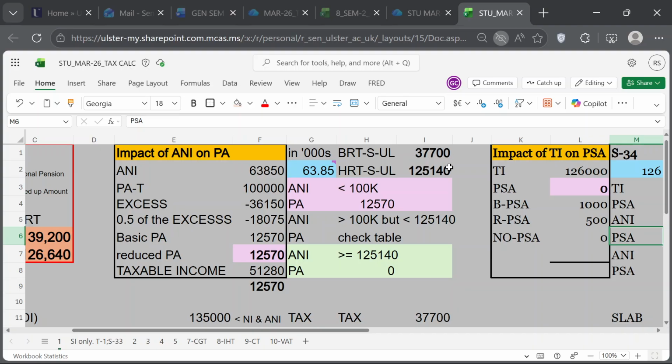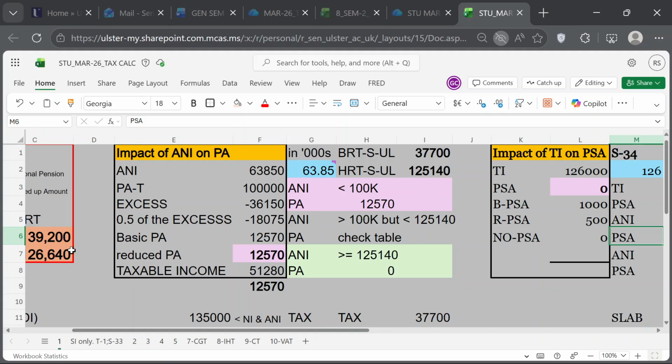No, that's not correct. Actually, you have to compare TI to whatever the BRT upper limit is for this particular taxpayer. This is more logical. Because of gift aid, these two numbers have been changed to these two, so then you compare the TI to these two.